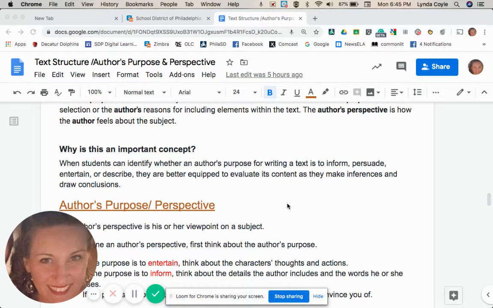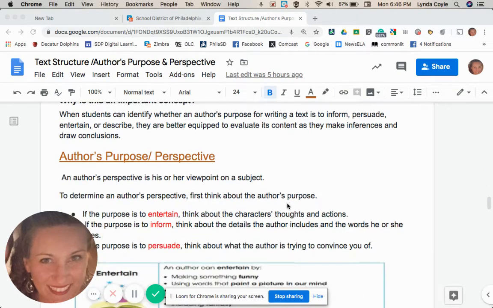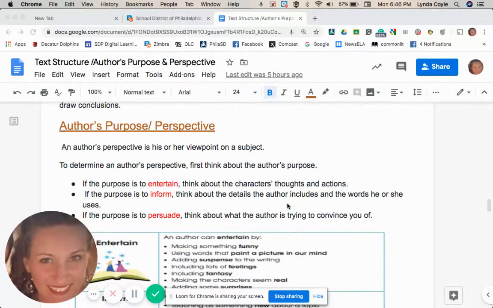Why is that important? When students can identify whether the reason for writing a text is to inform, persuade, entertain, or describe, they're better equipped to evaluate its content as they make inferences and draw conclusions. So author's purpose: when you were younger, you probably remember the acronym PIE, persuade, inform, entertain. To determine an author's perspective, think about what the author is trying to do through the text. Are they entertaining you? Are they thinking about the character's thoughts and actions?